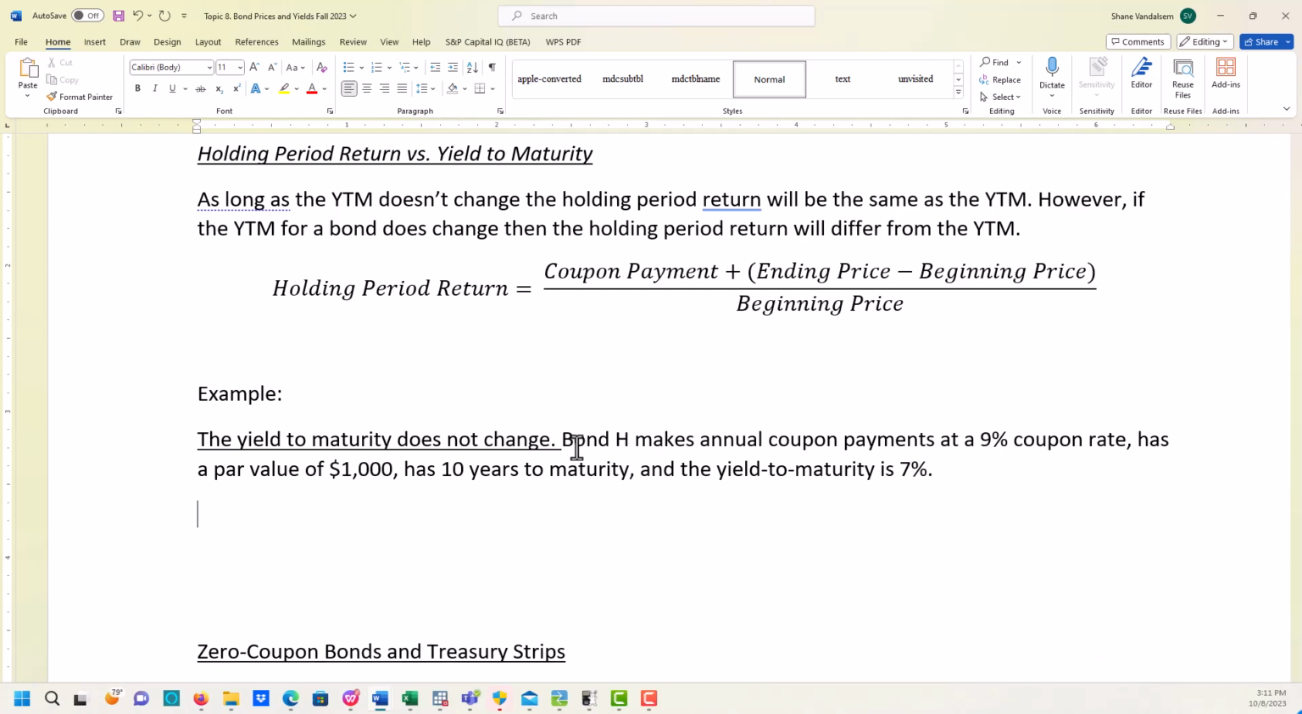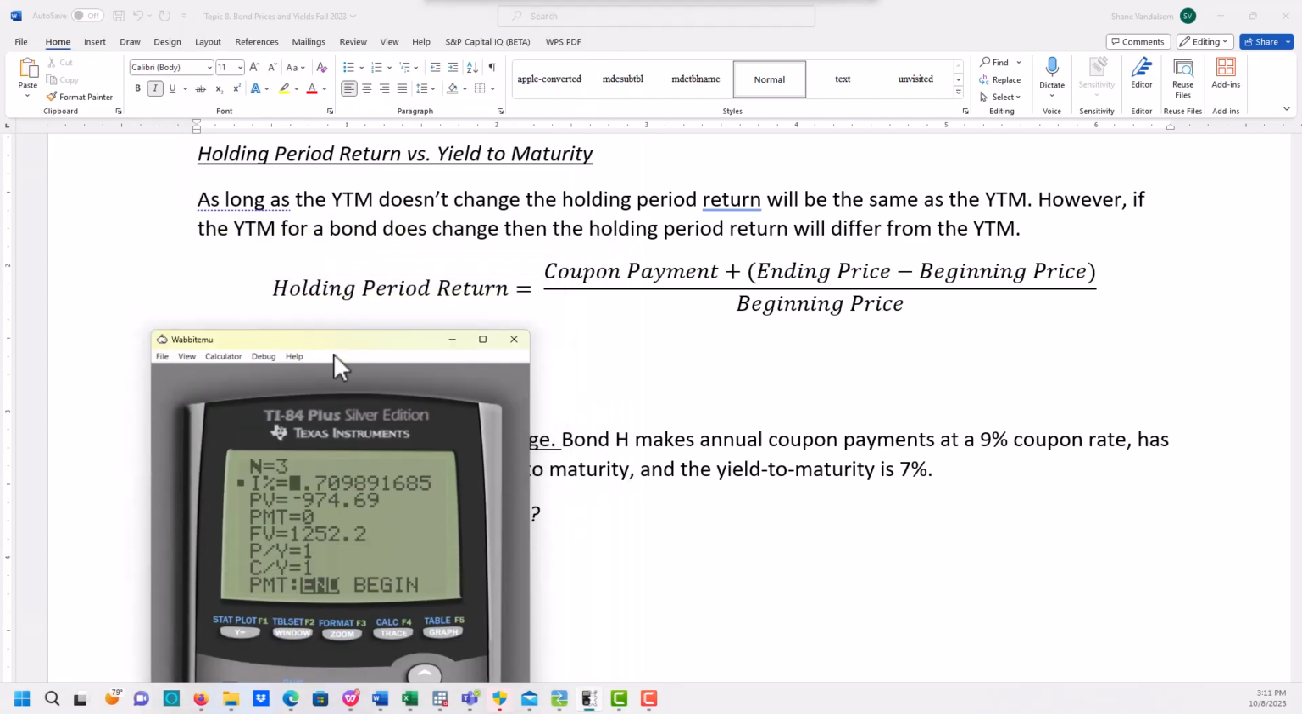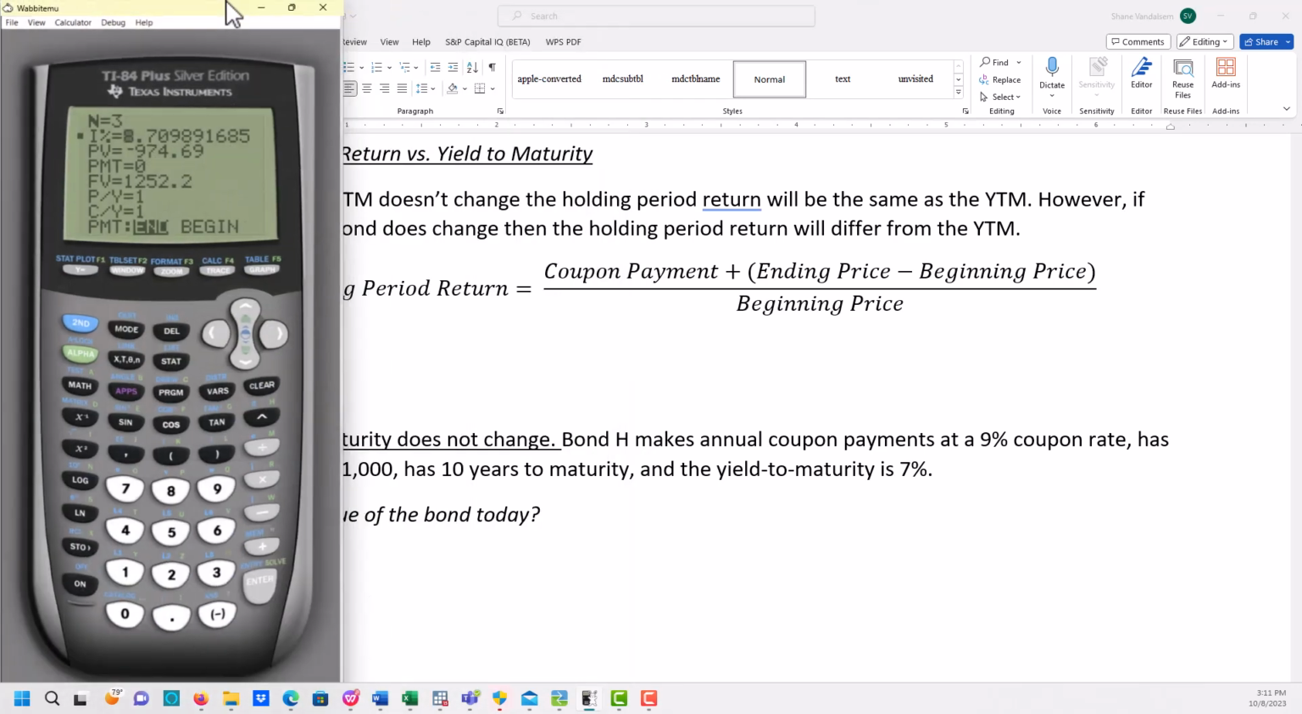So the first thing we're going to start off with is what the value of the bond is today. In your calculator, your input should look like this. My bond has 10 years to maturity, so N is equal to 10. My yield to maturity is 7%, so that's what we're going to put in for the I. My present value is what I'm looking for. My payment is going to be annual coupon payments at a 9% coupon rate, so my payment is 90. My future value is 1,000. And for my present value, I'm going to press alpha and then enter to get a present value of $1,140.47.